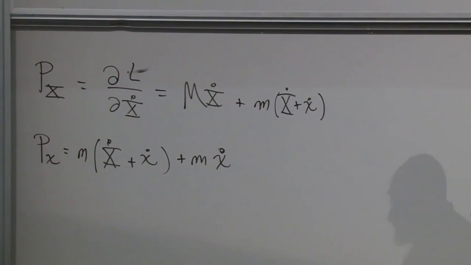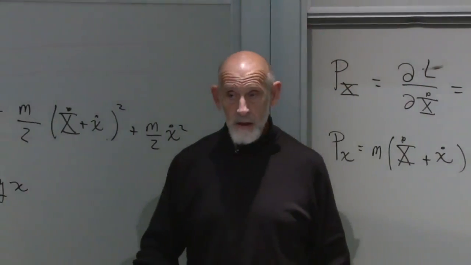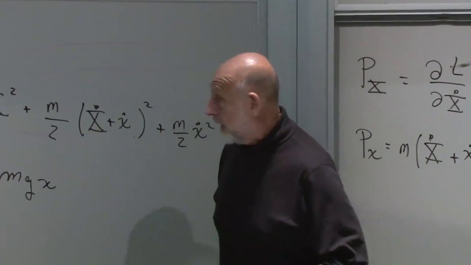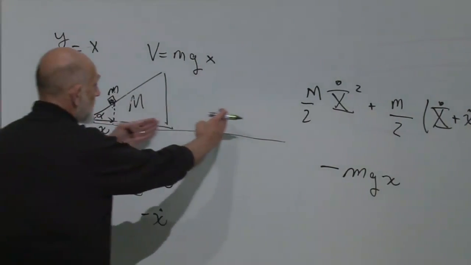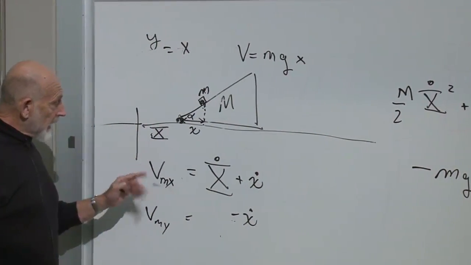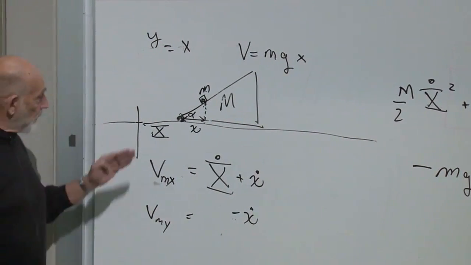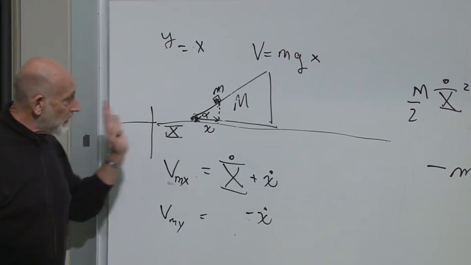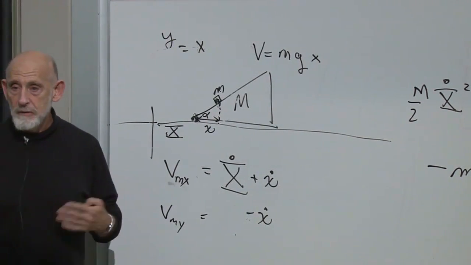Is there any conserved momentum? Well, is there any symmetry that the system has? The answer is yes, it does have a symmetry. It has a translation symmetry. But when you translate, what do you have to do with little x? Well, first of all, what happens when you translate the whole system? What happens to big X?